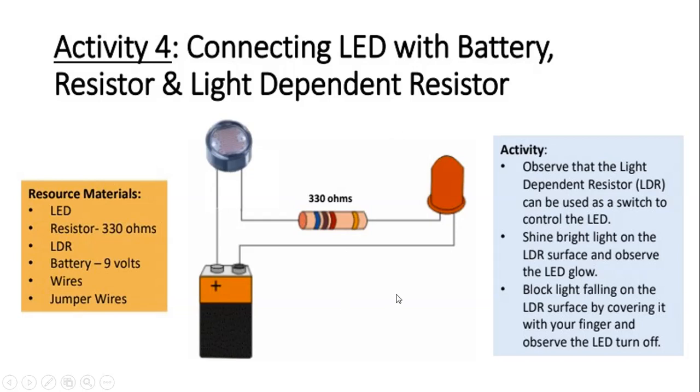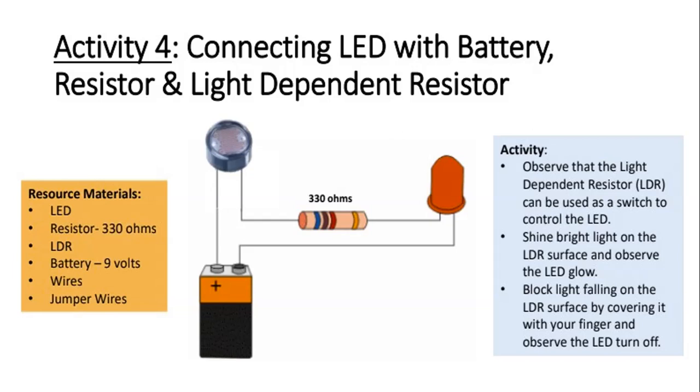Then the negative terminal of the LED is connected to the negative terminal of the battery. Observe that the light dependent resistor can be used as a switch, as we already used a switch, but here it depends on the intensity of the atmospheric light. Shine a bright light on the LDR surface and observe that the LED will glow. Block the light falling on the LDR surface by covering it with your finger and observe that the LED turns off. So we can do this type of activity.